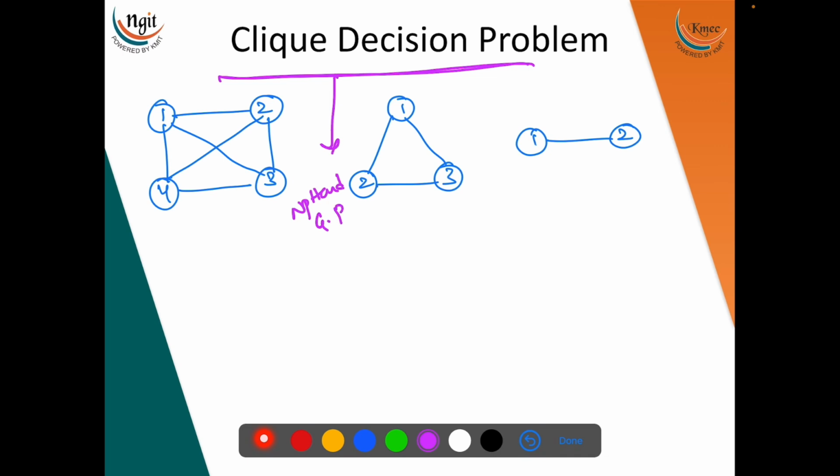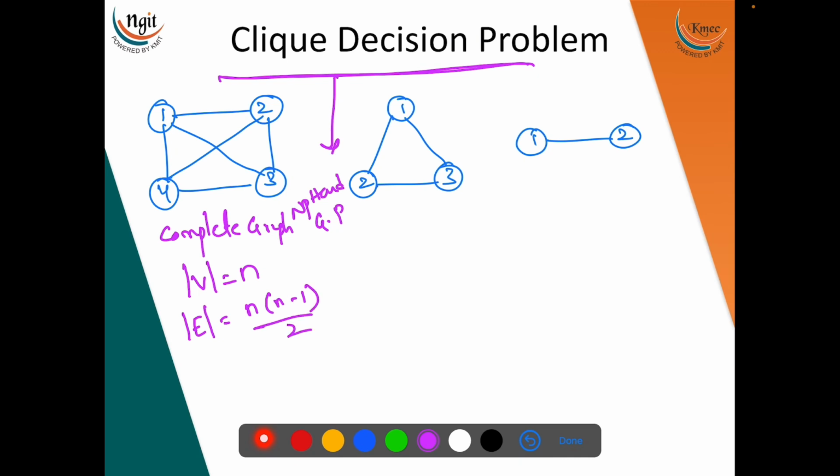So I considered here a few graphs. Now these graphs are complete graphs. How can you ensure that it is a complete graph? One of the properties of a complete graph is that the number of vertices is equal to n. What about the number of edges? The number of edges is equal to n(n-1)/2.